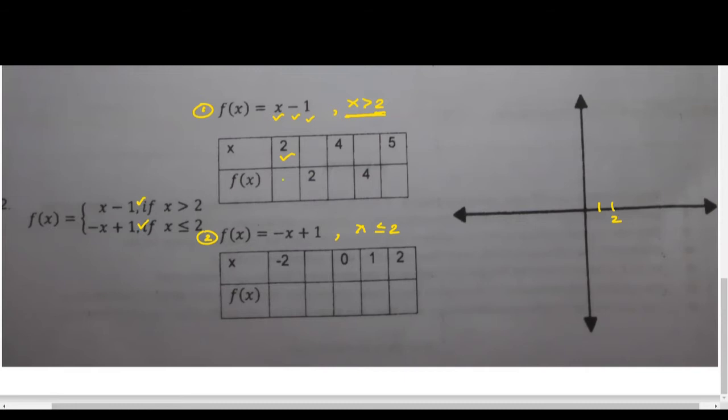What is 2 minus 1? It's 1. Okay? So, i-graph natin. I-plot natin yung point na (2, 1). So, ito na yung 2. Ito yung 1. Pero, don't forget, hollow circle yan. Okay? Hollow point, because yung domain niya is x greater than 2. It does not include 2 kasi wala namang equal sign dito sa ating inequality. Okay? So, kaya hollow circle yan.